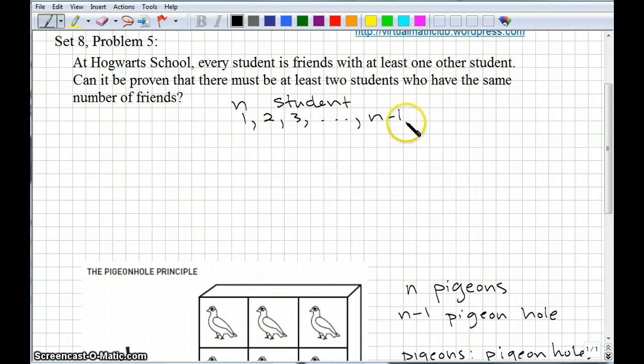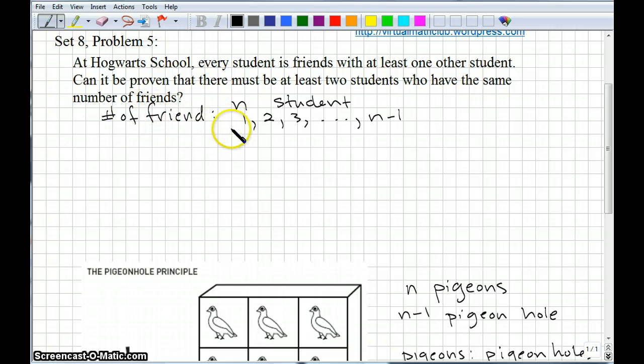Because if someone's friends with everyone, I guess we're not counting themselves as a friend, so they would have n minus 1 friends if they're friends with everyone. Okay, so the possibilities for the number of friends is 1 to n minus 1. So we essentially have n minus 1 possibilities for the number of friends. So this is number of friends.